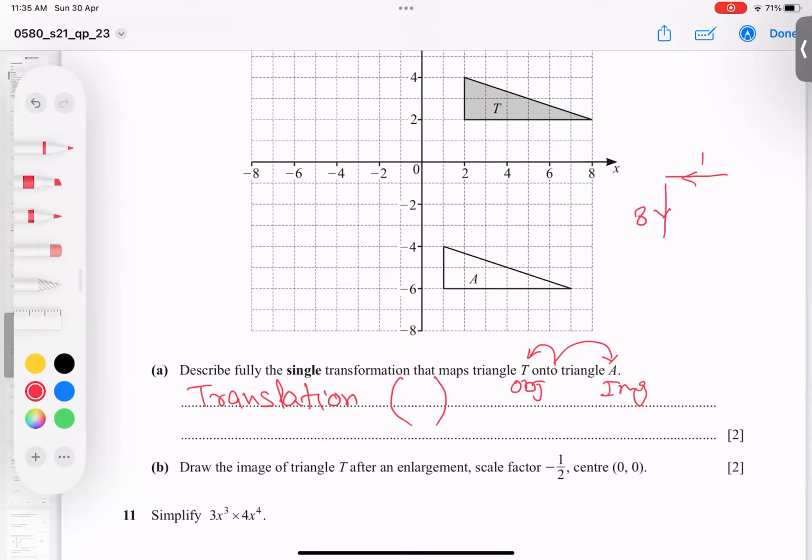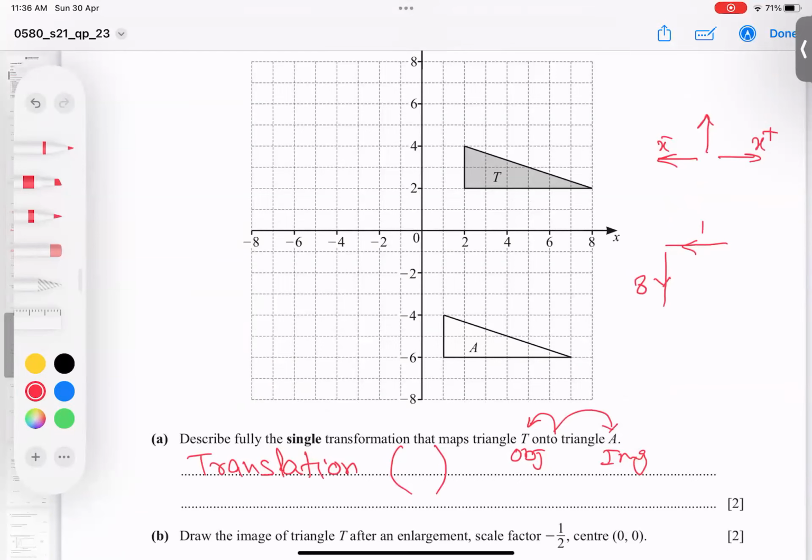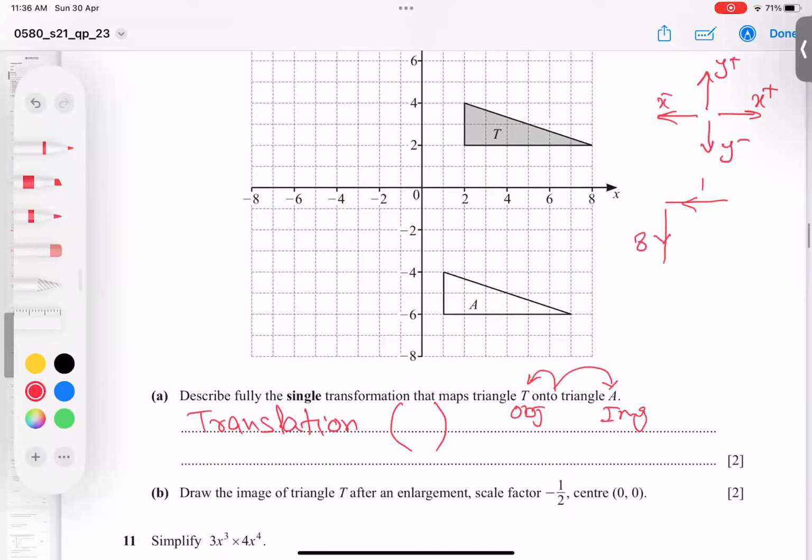And you know, right side is X positive, left side is X negative, upwards Y positive, downwards Y negative. But both are now negative, left and down. So -1, -8.